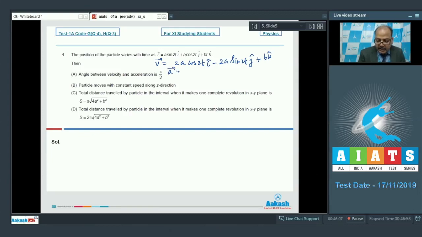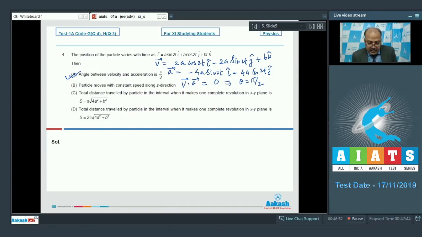And acceleration a is dv by dt, and that means it is equal to minus 4a sin 2t i cap minus 4a cos 2t j cap. If we take the dot product of v and a, which we frequently do to find angle between two vectors, we get this as 0, which means the angle between velocity and acceleration is pi by 2. That means option A is definitely correct.